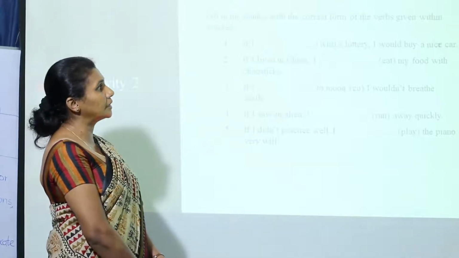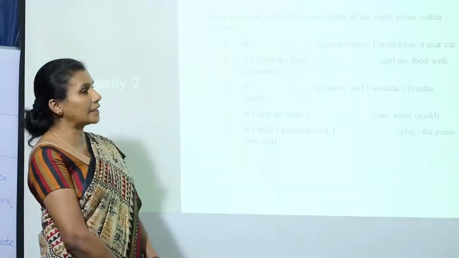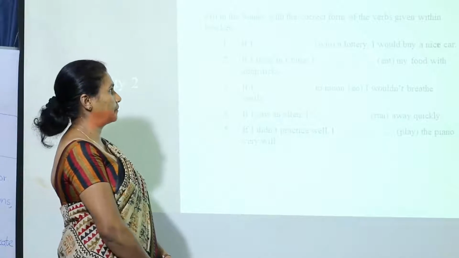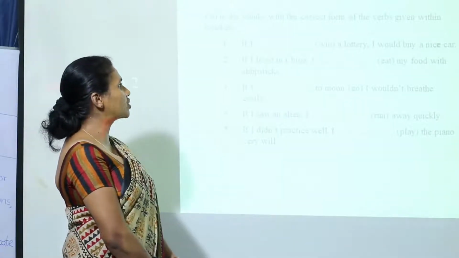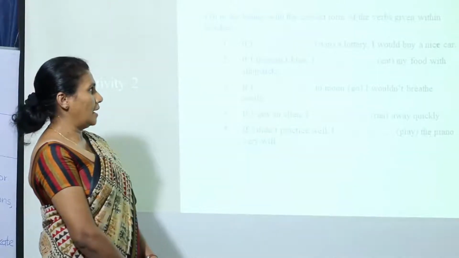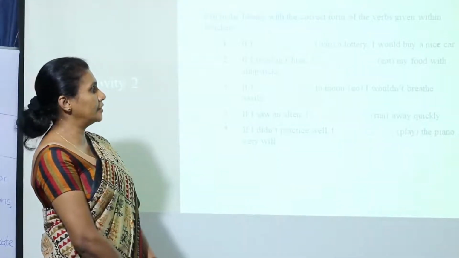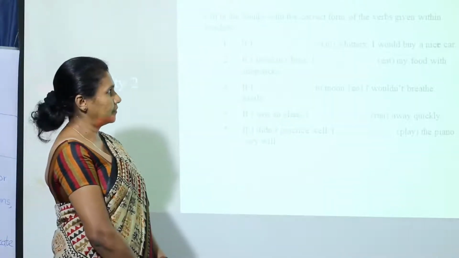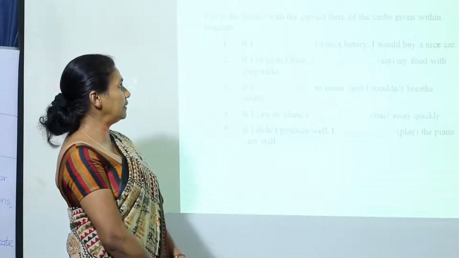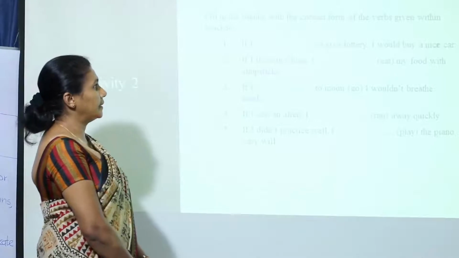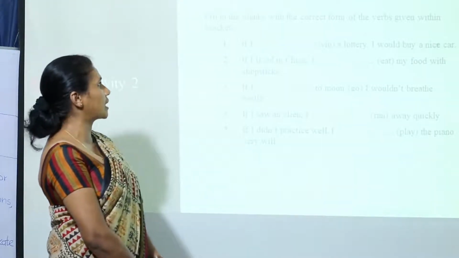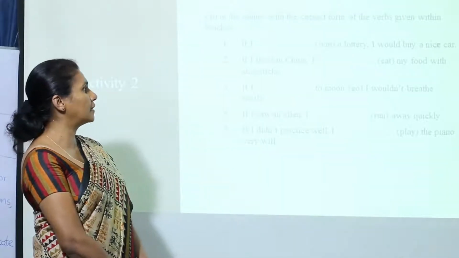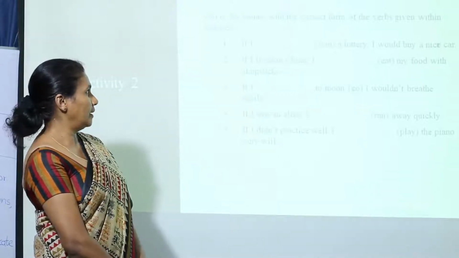Right? So I told you the second type is used to express an unlikely situation or imaginary situation. So this is a very good example for that. Then the second one, if I lived in China, right? I blank, within brackets the verb is given as eat, my food with chopsticks. So what should it be? If I lived in China, so lived suggests it should be if conditional clause type 2. So if I lived in China, I would eat my food with chopsticks. Right, it is clear for you all.